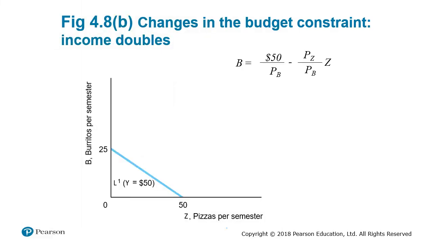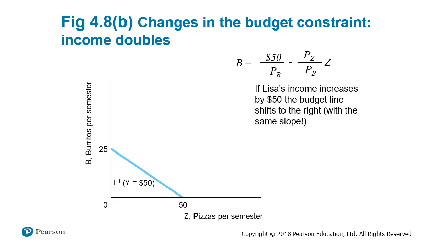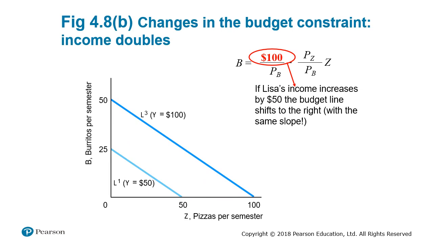Finally, let's consider what happens to Lisa's budget constraint if her income changes. Let's suppose that her income doubles from $50 to $100. We will see that her budget line is going to shift to the right, parallel to itself, keeping the slope unchanged. So if her income rises to 100, her budget line will shift out to that new position.